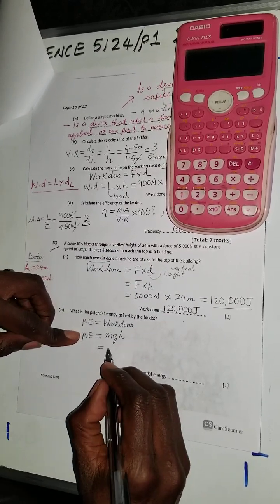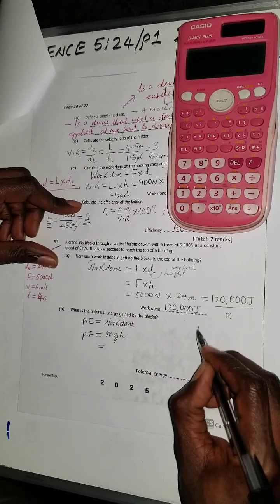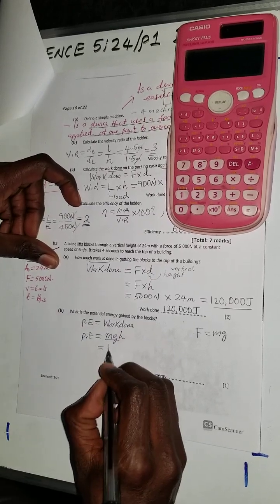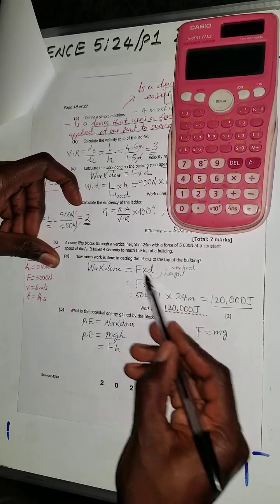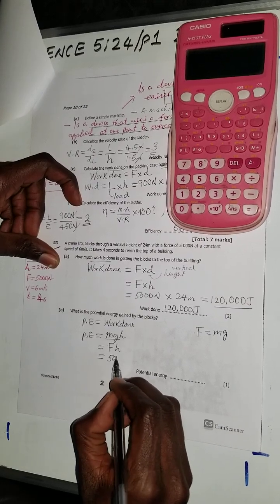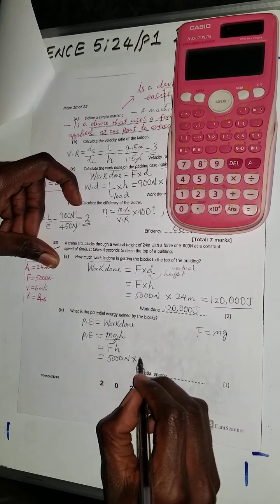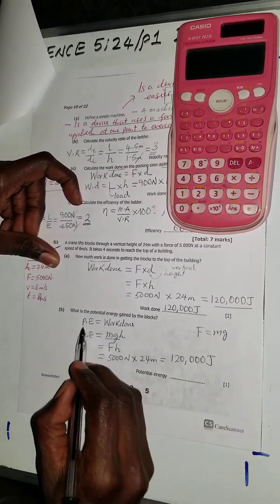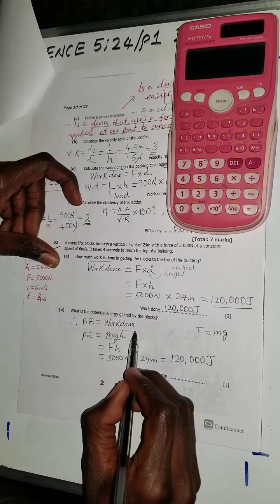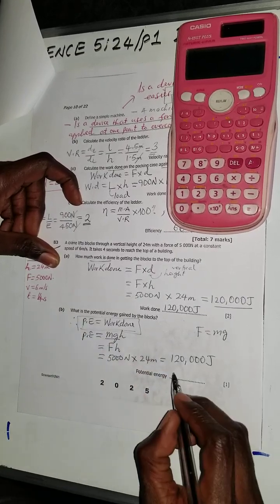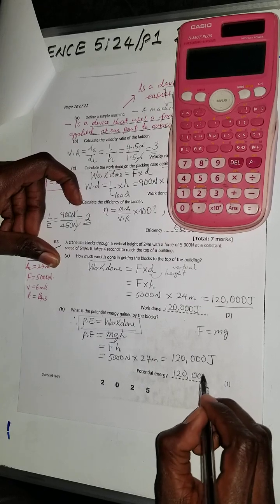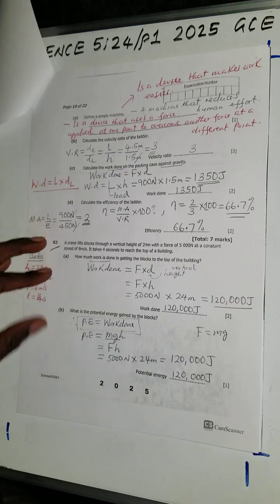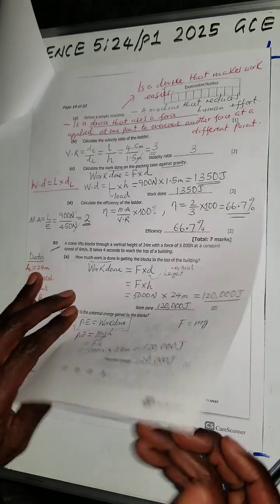What is the mass? Remember, force is equal to mass times gravity. So mass times gravity is simply the force, multiplied by the height, and this is what I told you, that they are just the same. The force is 5,000 newtons times the height, which is simply 24 meters, and it will give you 120,000 joules. No wonder I told you initially that the potential energy is actually equal to the work that has been done, and therefore you just need to write 120,000 joules. So you didn't need to actually struggle also on this one.